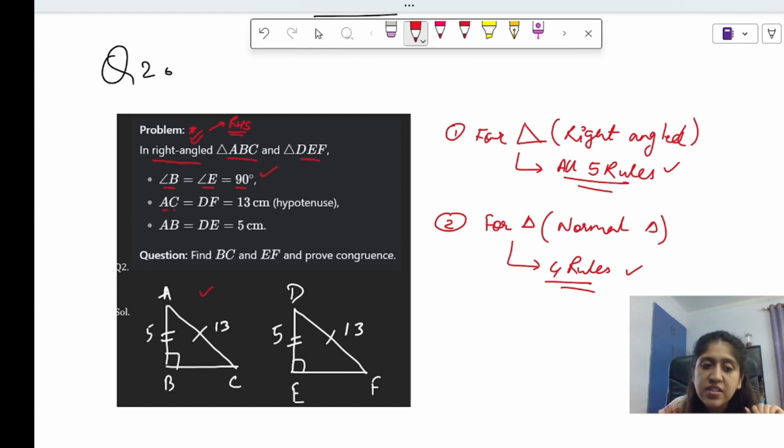Okay, then AC and DF are equal and they are equal to 13 and they have given it as hypotenuse. Okay, then we have AB and DE and that is given to be 5 centimeters. So I have drawn both of the diagrams for ABC and for DEF. Now the question is a bit different. We have to find BC and EF. And we have to also prove the congruence, whether it is possible to prove congruence or not. Okay, let's just see the first diagram, this diagram and this diagram.